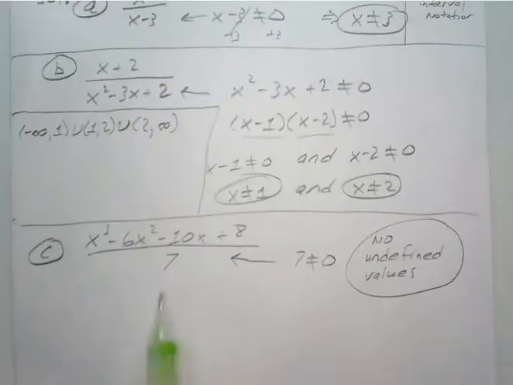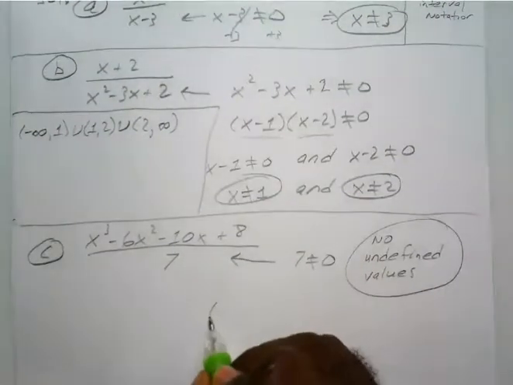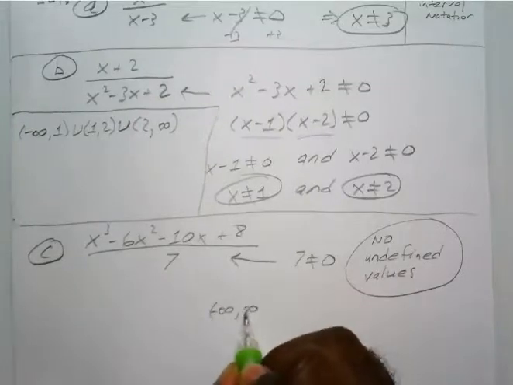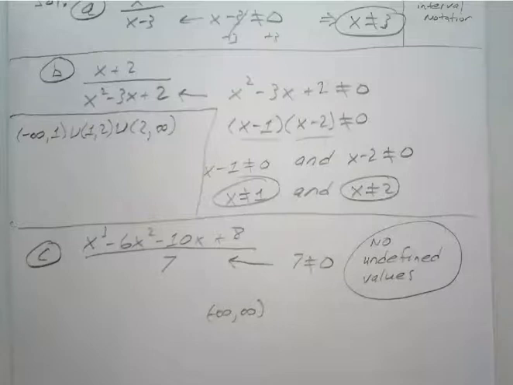And for this one, since there are no undefined values, your interval notation would just be from negative infinity to infinity. Okay, so hopefully this makes sense. So we're going to go into simplifying our actual rational expressions. All right, move that on down there. There we go.